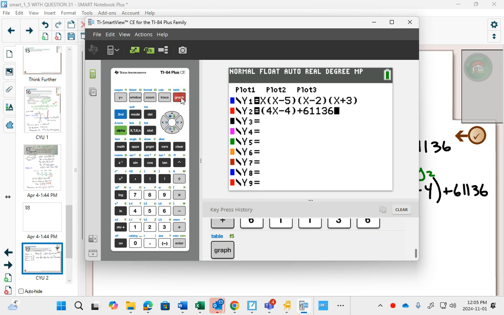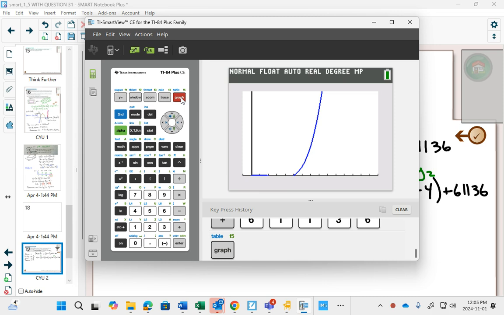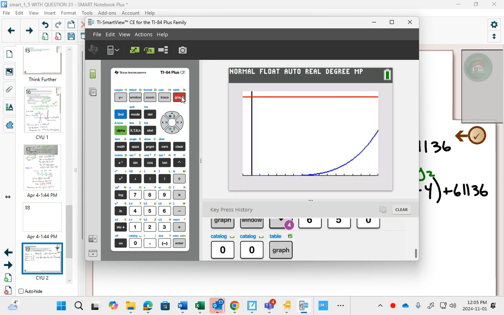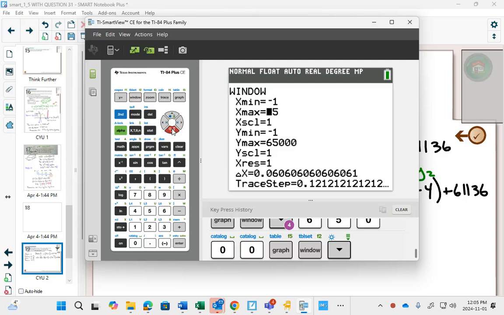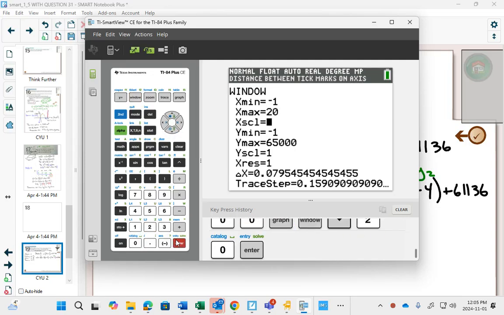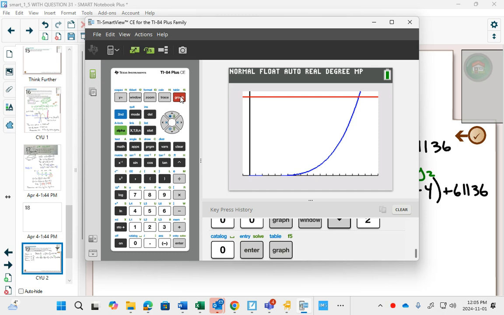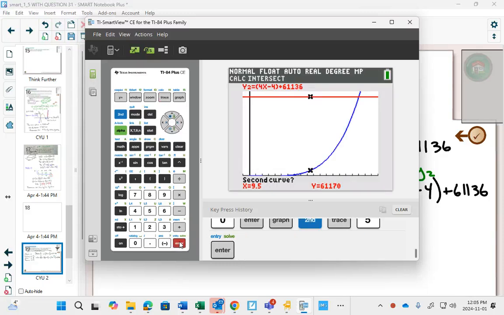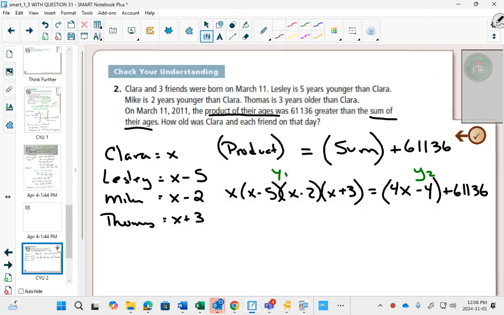Now, when you hit graph, you're going to have to try to make your windows so that you can see them both, and then find out where they intersect. Oh, so close. Once you get your graph so that you can see where they intersect, under second, calculate number 5 intersection, push enter on the first curve, enter on the second curve, and enter again, and we get x is 17. Should have just asked Clara, but Clara's 17 years old, and that's how we solve this.